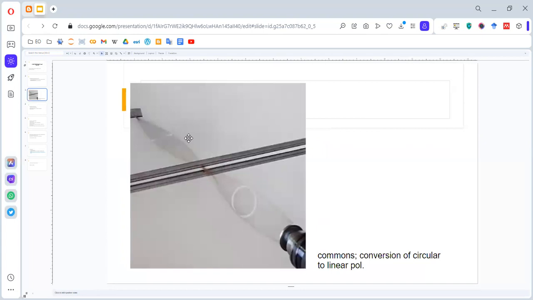We see this figure here. This is from the Wikipedia article. You can see this also in the Wikimedia Commons. It shows the conversion of circular polarization to linear polarization with this gate-like structure here. So the conversion of the polarization is occurring here.